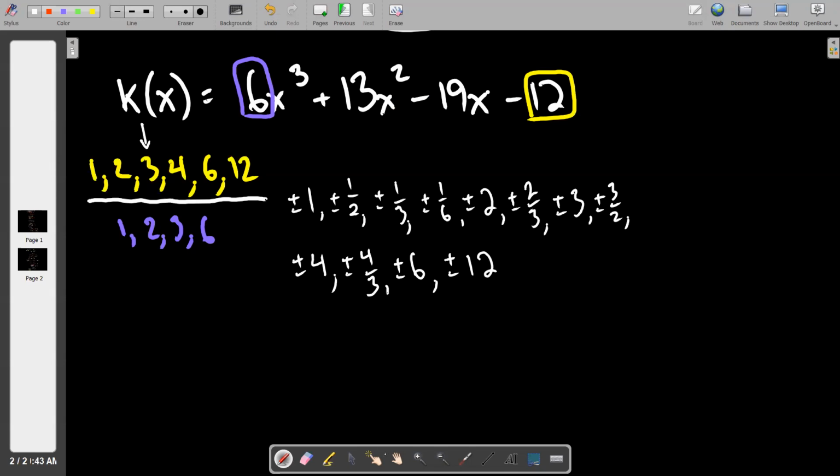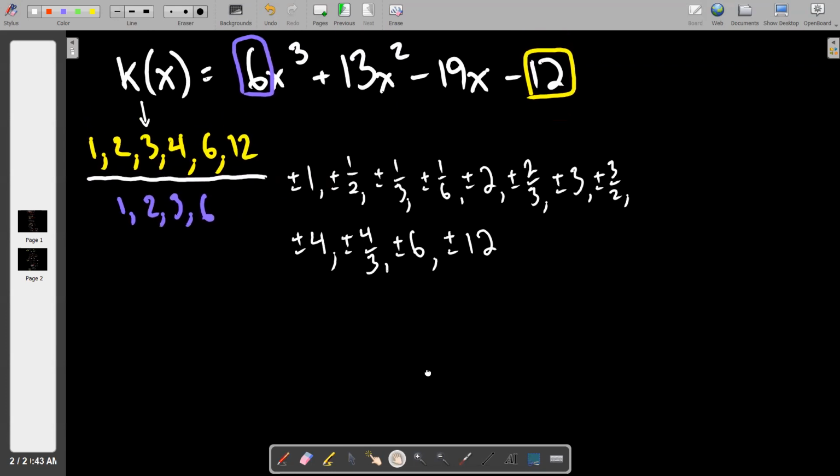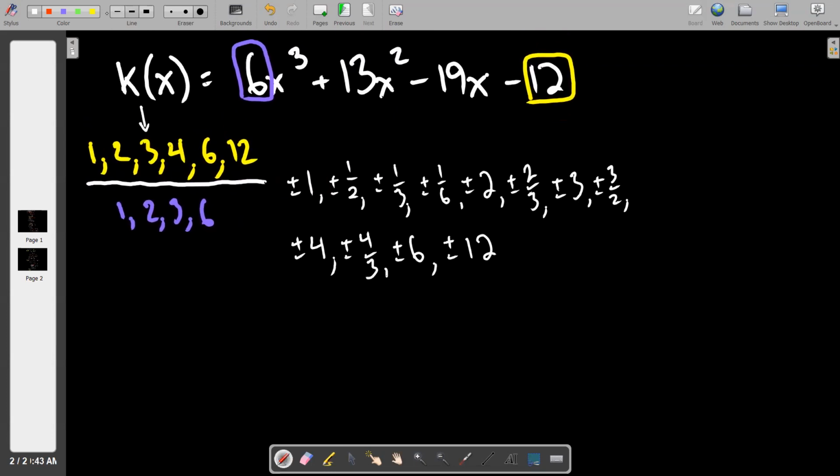And I'm sure that Sutter's been working on this for the last 3 minutes while we were coming up with our list. So the numbers that we're going to stack across the top to test now are 6, 13, negative 19, and negative 12, upside down division thingy.